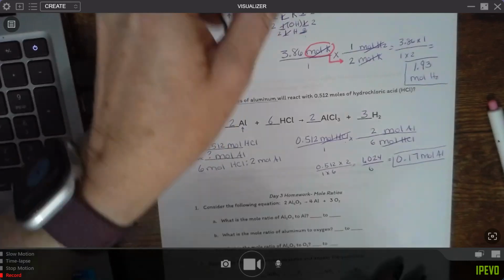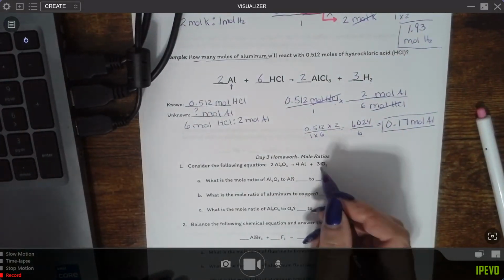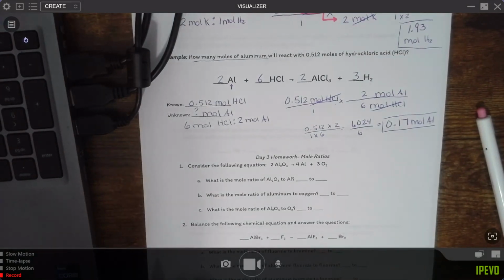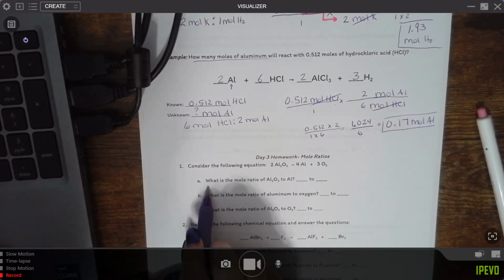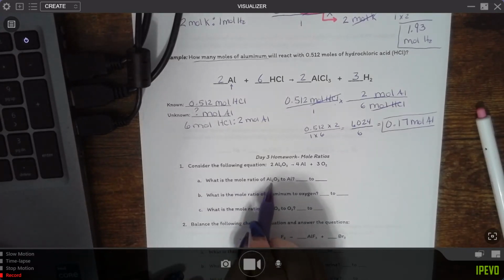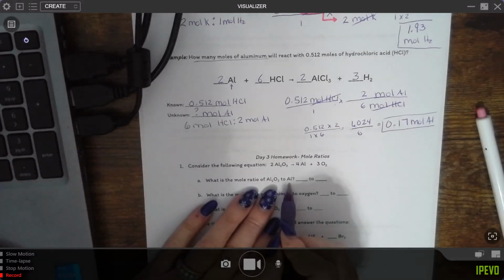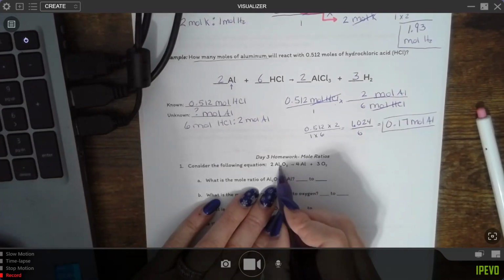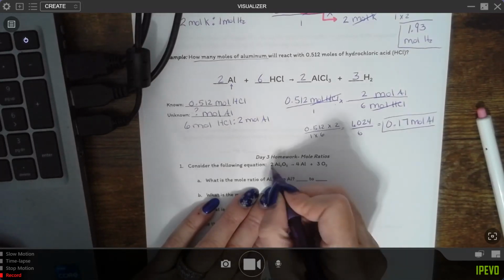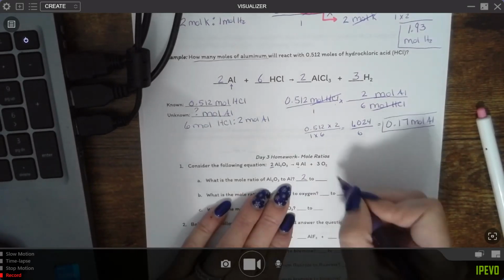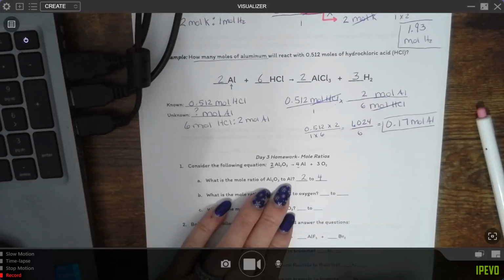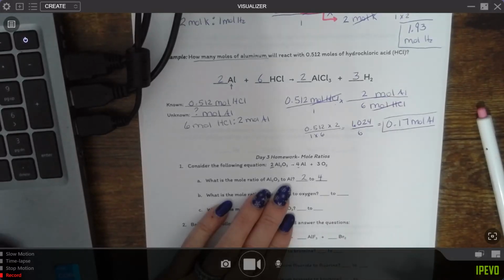Another question that we can ask you is we could ask you to just determine the mole ratios. Okay, so for example, in 1A, it says, what is the mole ratio of aluminum oxide, Al2O3, to Al? So what you're going to do is you're going to look up here, Al2O3, the coefficient is 2. Al, the coefficient is 4. So our mole ratio is just 2 to 4.